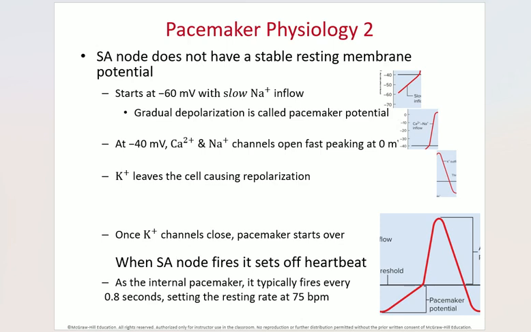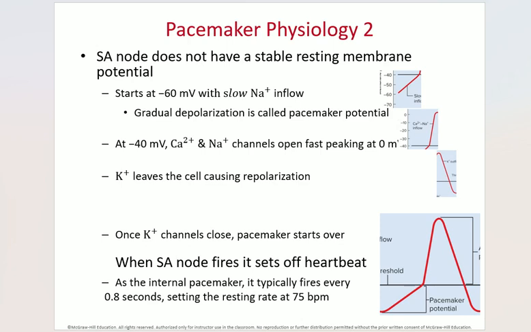Remember, the positives are going to cancel out the negatives, so don't let that confuse you. We're going through depolarization, going up. Well, then the potassium starts to leave, repolarizing it, making it more polar, more negative, going back down to negative 60. So repolarization is going down. Depolarization is going up. So depolarization is taking the negatives out, making it more positive. Repolarization is taking the positives out, making it more negative. And once the potassium channels close, the pacemaker starts over.